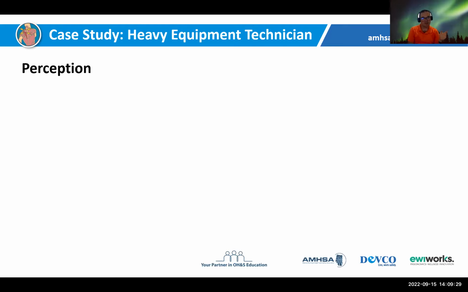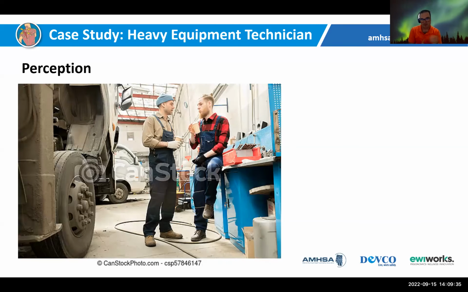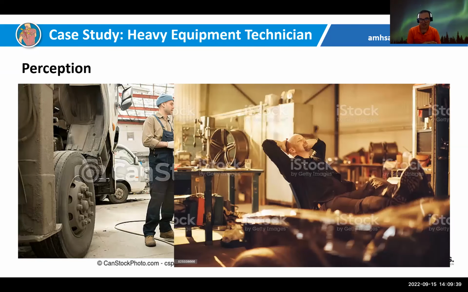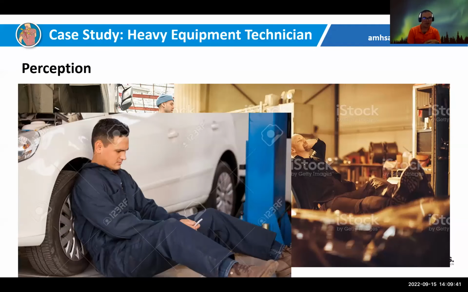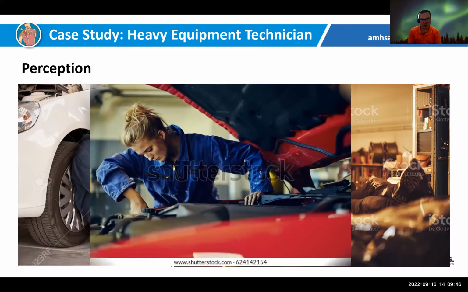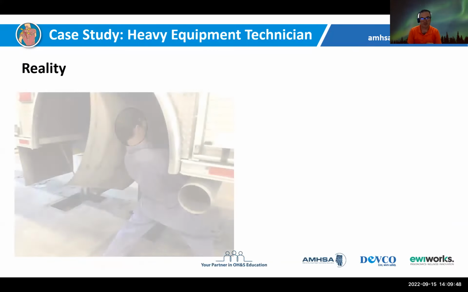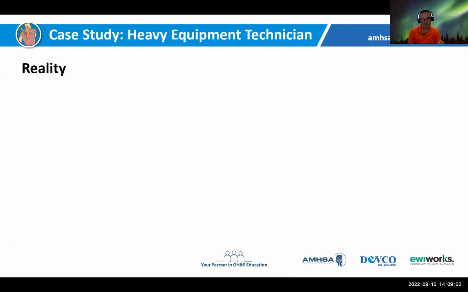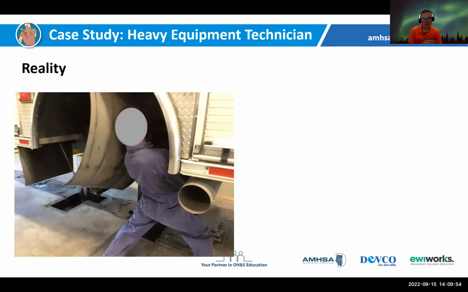Regardless of what your image was, here's what the internet thinks a heavy equipment technician looks like. So possibly guys drinking coffee while the boss is taking a nap. The young new guy is texting his girlfriend or trying to figure out how things work. And obviously the woman is completing all the work. The reality is, this is not going the way I wanted it to. There we go. Now it's playing right.